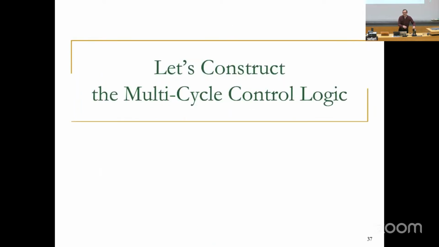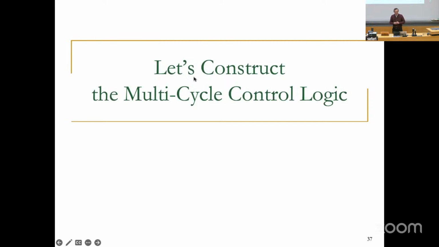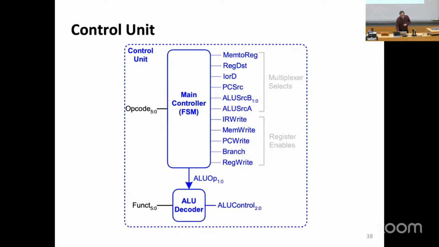Okay, now let's construct the multi-cycle control logic. We have constructed the data path. We have added the control signals. These blue things are the control signals in this case. Now we can construct the control logic. I'll go through the control logic relatively quickly, but essentially we're going to construct the finite state machine. This is going to be our controller.